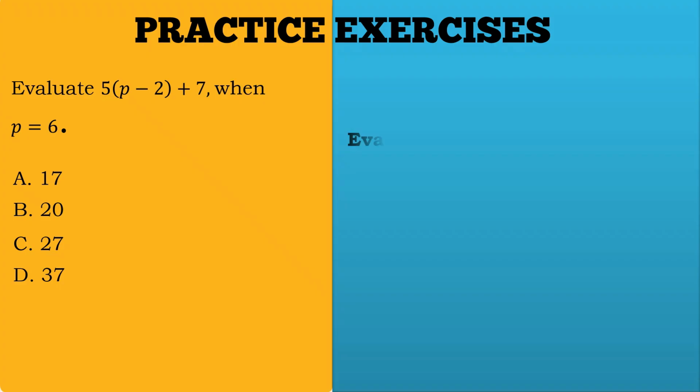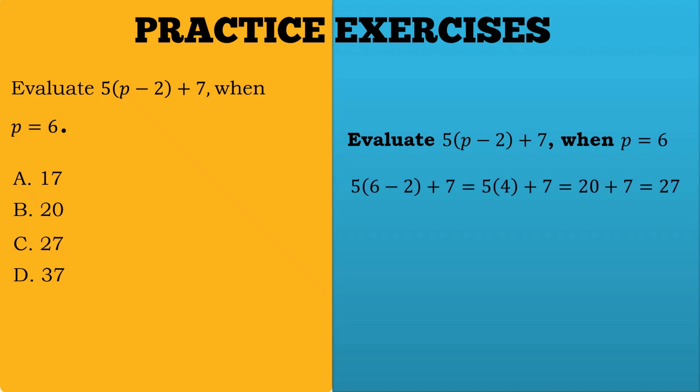Alright, let's substitute the value of p, which is 6, into the expression. So we have 5 times the quantity of 6 minus 2 plus 7. Okay, let's solve first 6 minus 2, which is equal to 4. Then 5 times 4 is equal to 20. Then let's add 20 plus 7, which is equal to 27. So the final answer is letter C.